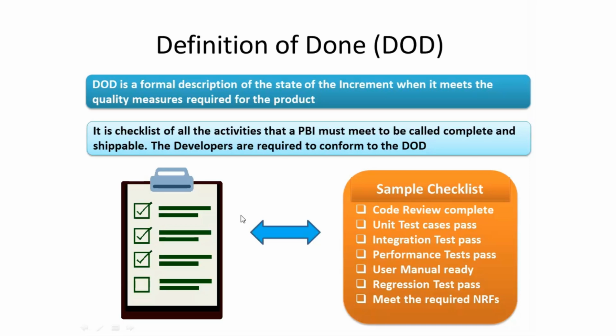DoD creates transparency by providing everyone a shared understanding of the work that has been completed as part of the increment. The developers are required to conform to the definition of done in order to give a clear picture of the completed work to all the stakeholders and the Scrum team. The work cannot be considered as part of an increment unless it meets the definition of done.